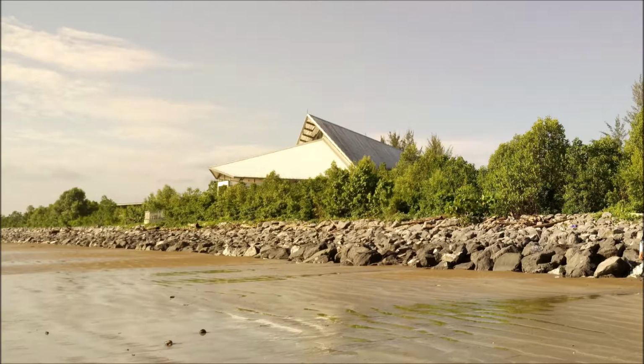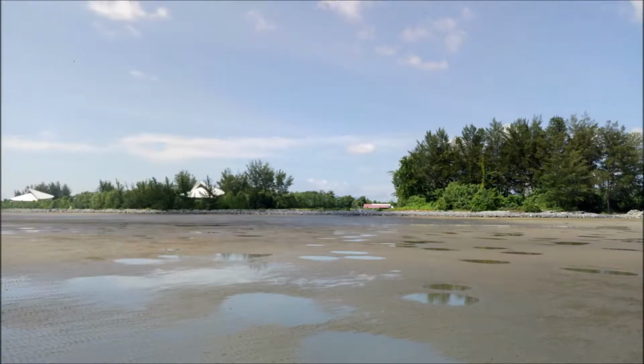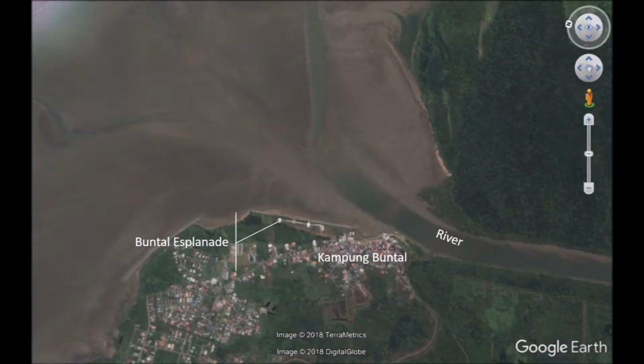So, hard stabilization that was built there were seawalls with rocks together with it. The purpose of the seawall is to prevent erosion from tides, waves, and tsunami. Due to the river output, they built a revetment to protect the coastline nearby the river mouth from erosion.